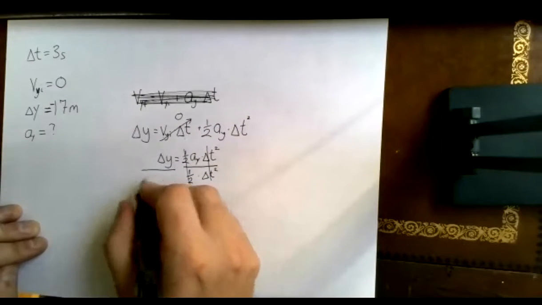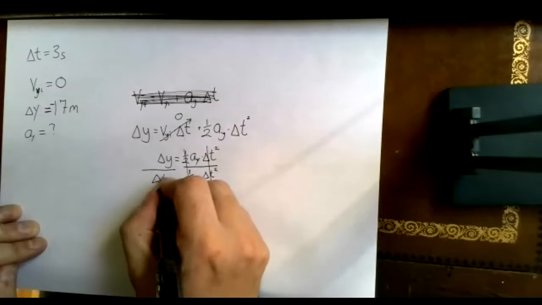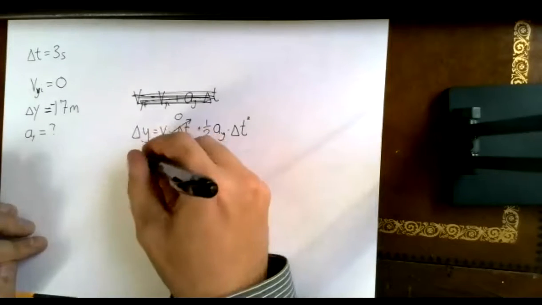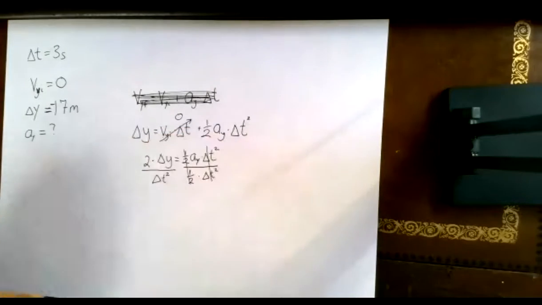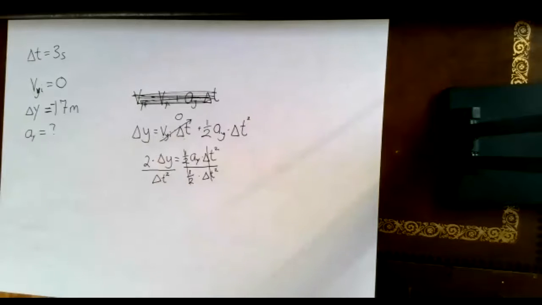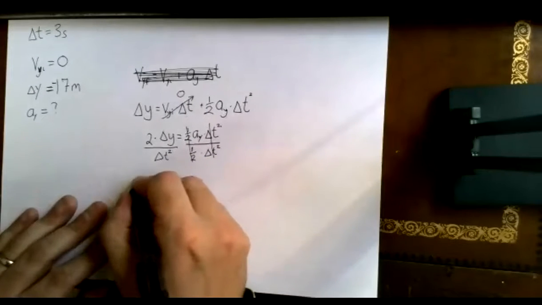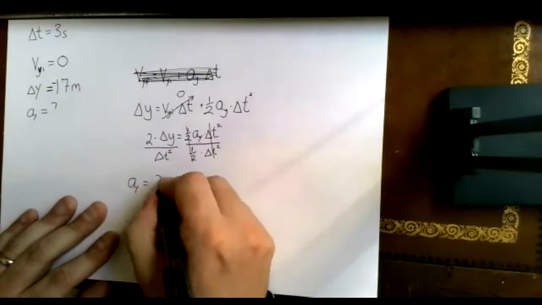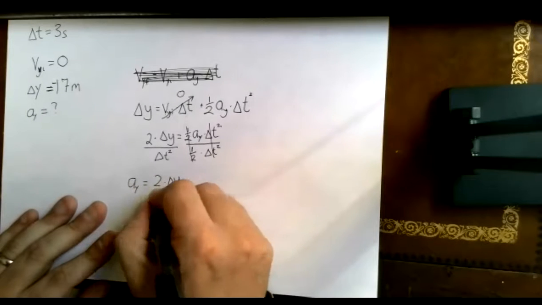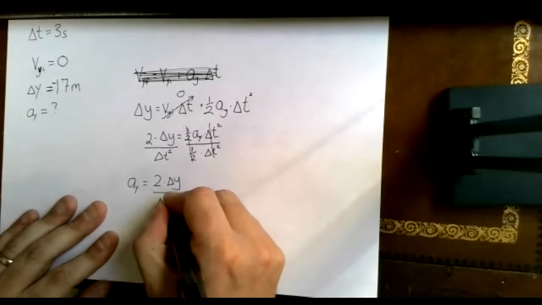Of course, whatever you do to one side, you have to do to the other side. And instead of dividing by 1/2, I will multiply by 2, which is the same thing. So our final equation for today then would be acceleration is 2 times displacement over the time squared.